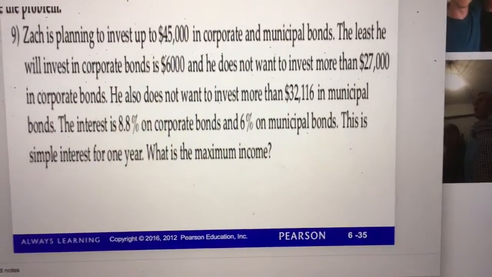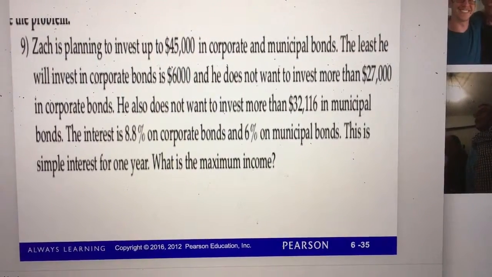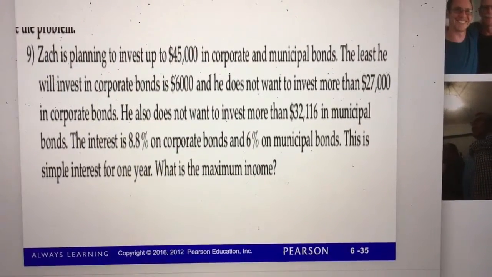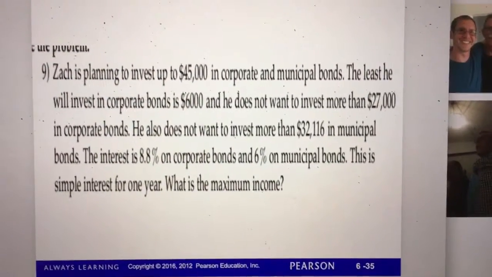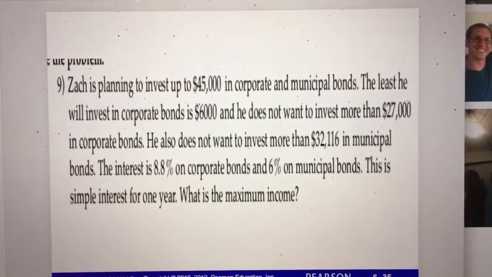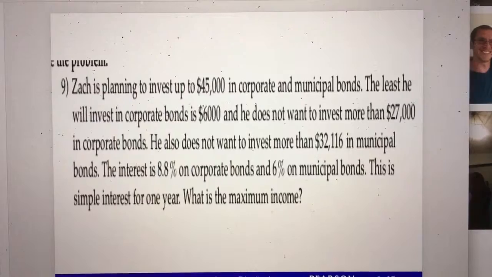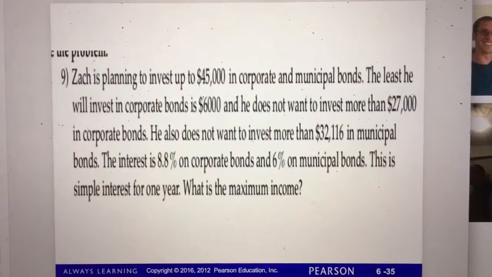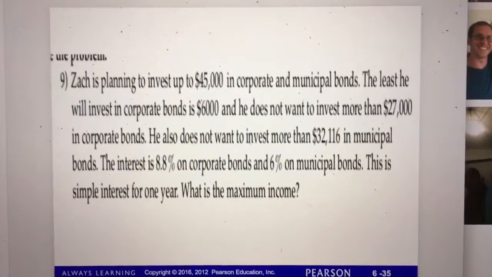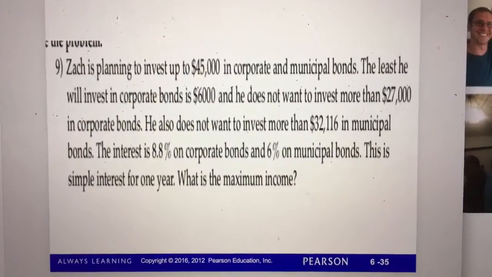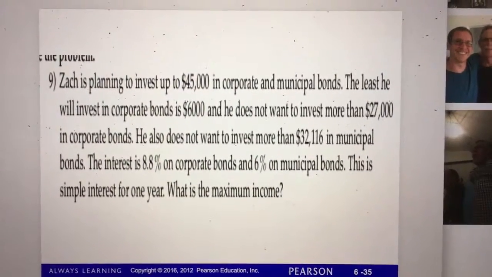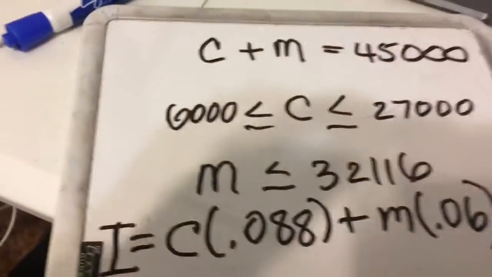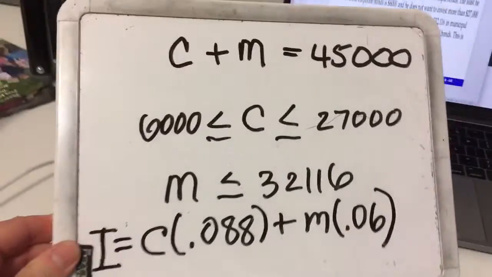Okay, remember that interest is principal times rate times time. And since we're doing this for 1 year, simple interest is just going to be the amount he invested in corporate bonds times the interest rate of corporate bonds, and then the amount that he invested in municipal bonds times the interest rate of municipal bonds. And we're trying to maximize this equation. So we'll say his interest equation is this. So this is what I have right now. Let you see the board that has all of the pertinent data on it.